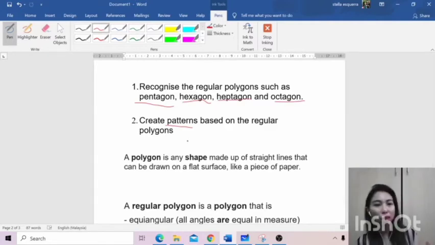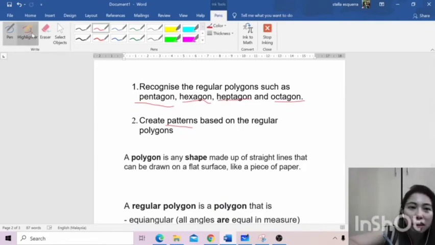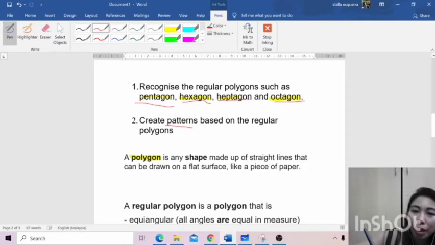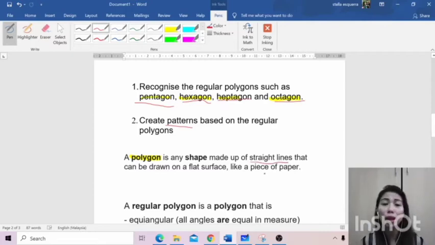Okay, before we go into what these things are, pentagon, hexagon, heptagon, do you recognize they all end with "gon"? It's because of the word polygon. A polygon is any shape that is made up of straight lines that can be drawn on a flat surface, like a piece of paper.